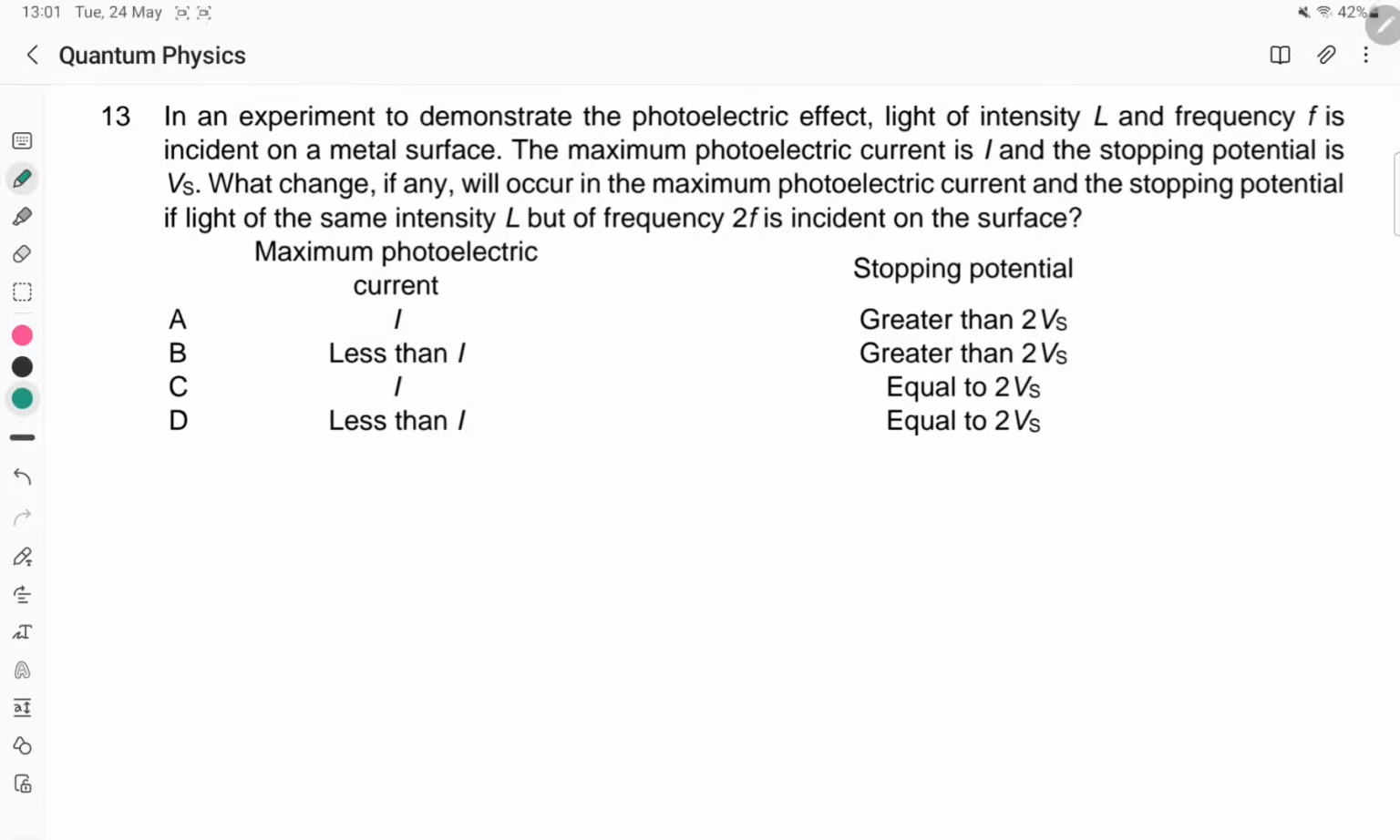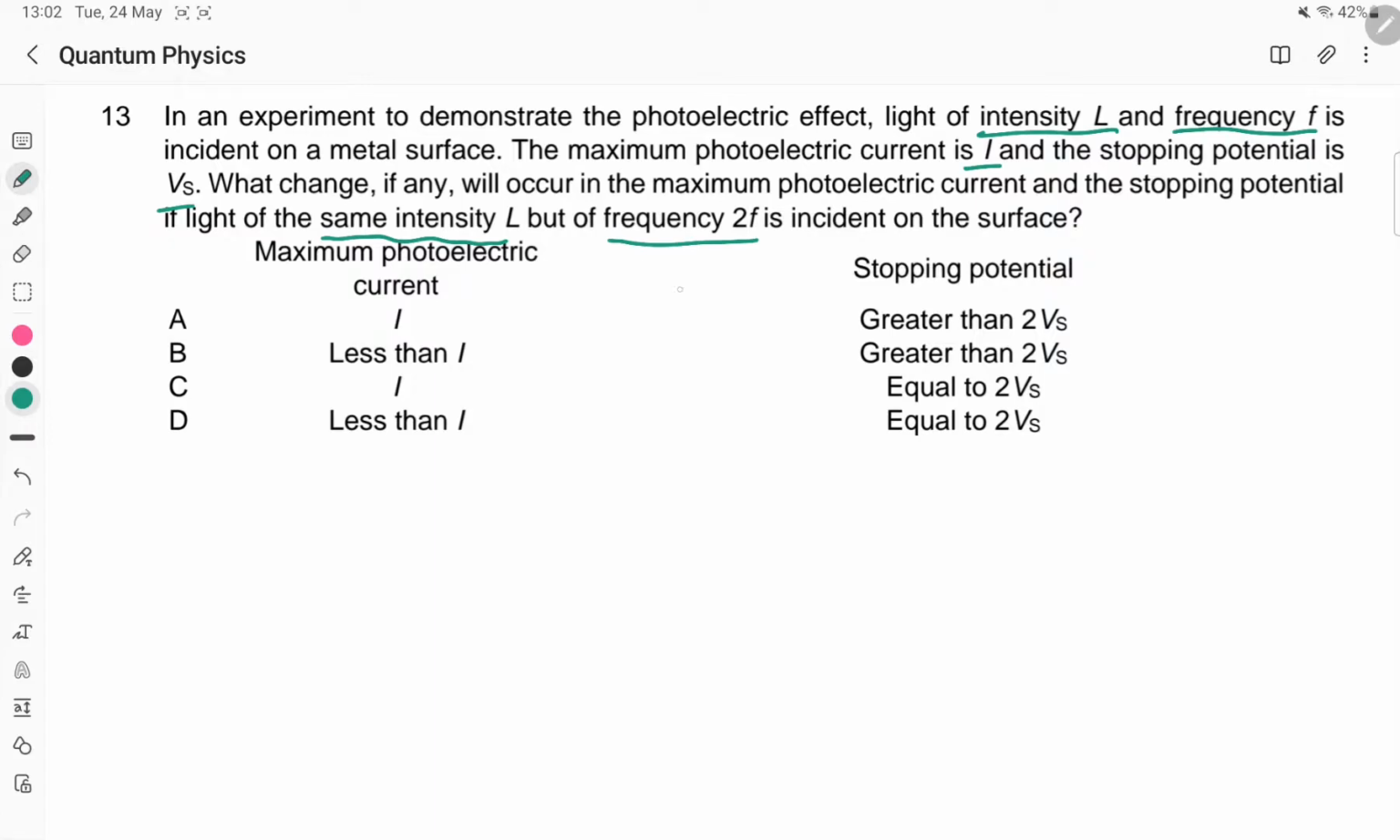In this question, we have light of a certain intensity I, certain frequency f, shining on a metal plate. Under this condition, we have the saturation current as I and the stopping potential as Vs. What will change if, number one, we use the same intensity, but double the frequency?